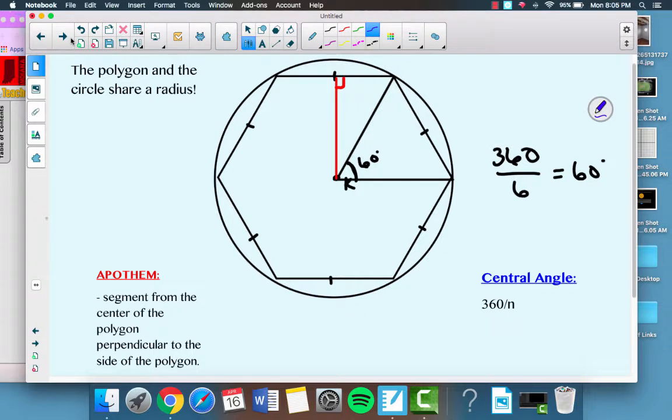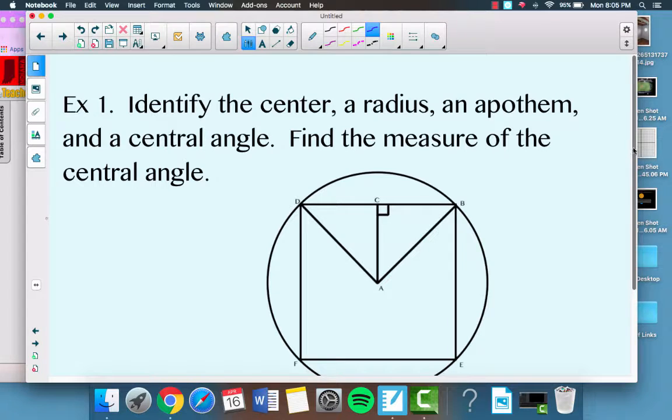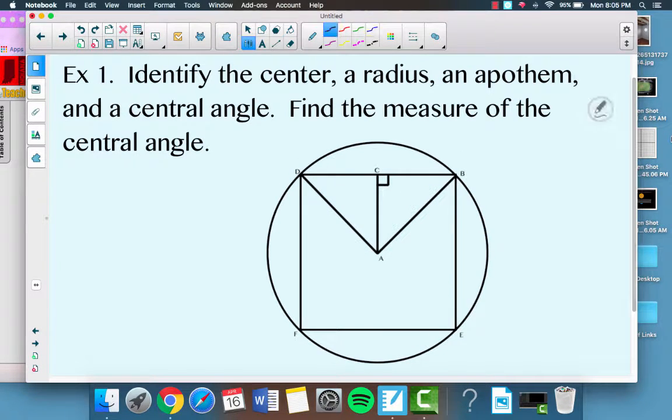So let's use this concept and practice identifying some things within our regular polygons. So here I have a circle, and then I have a rectangle drawn in, and we want to identify these different things and then also find the central angle measure. So starting off with the center, hopefully that's really easy. That's going to be point A. Okay, so that's the center. And then we can go ahead and find a radius. So the radius here, we have two different options. We can go from A to B, or we can go from A to D. Okay, so segment AB, I hope you can see that, and then segment AD. Those would be two options.